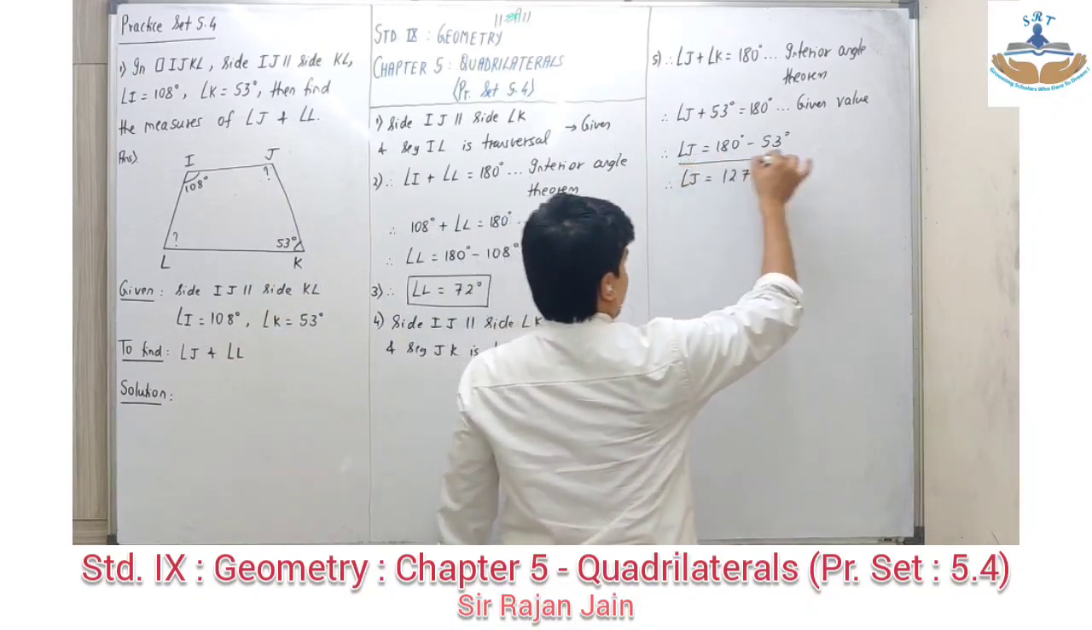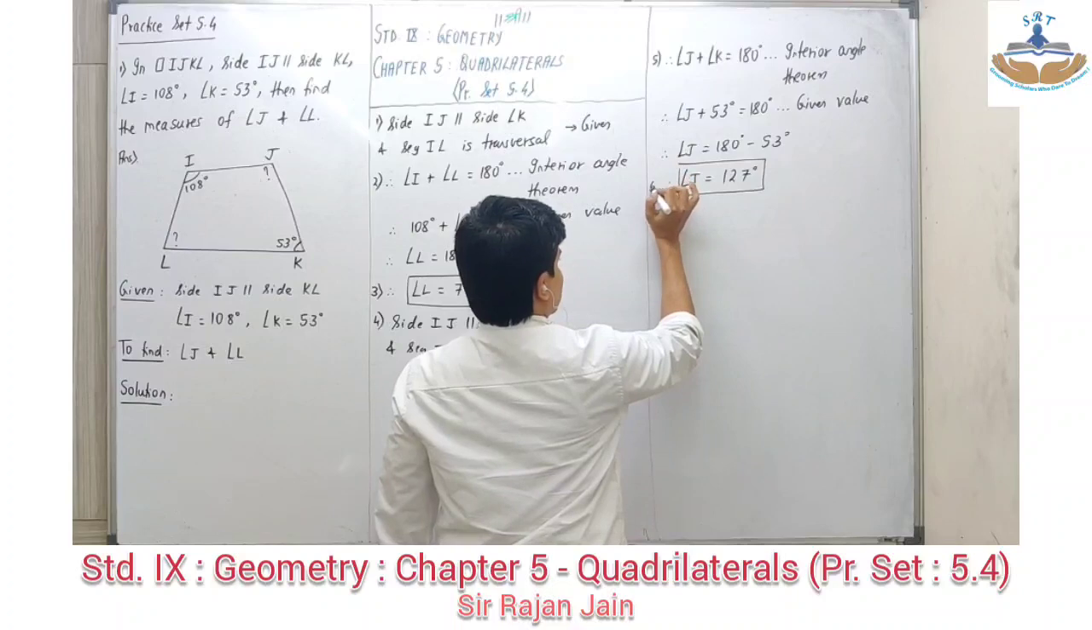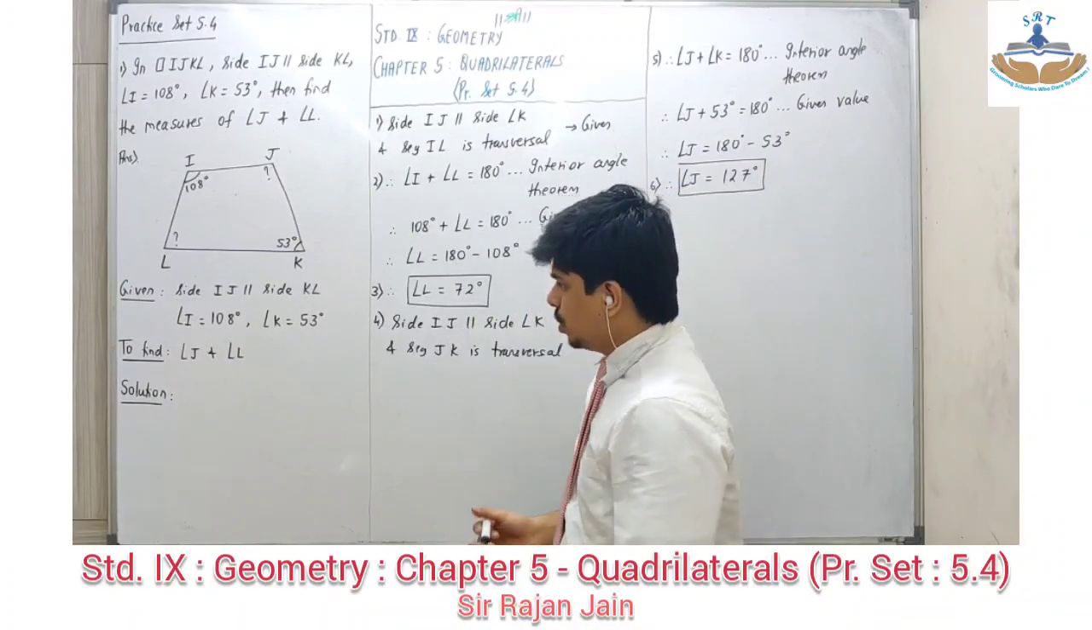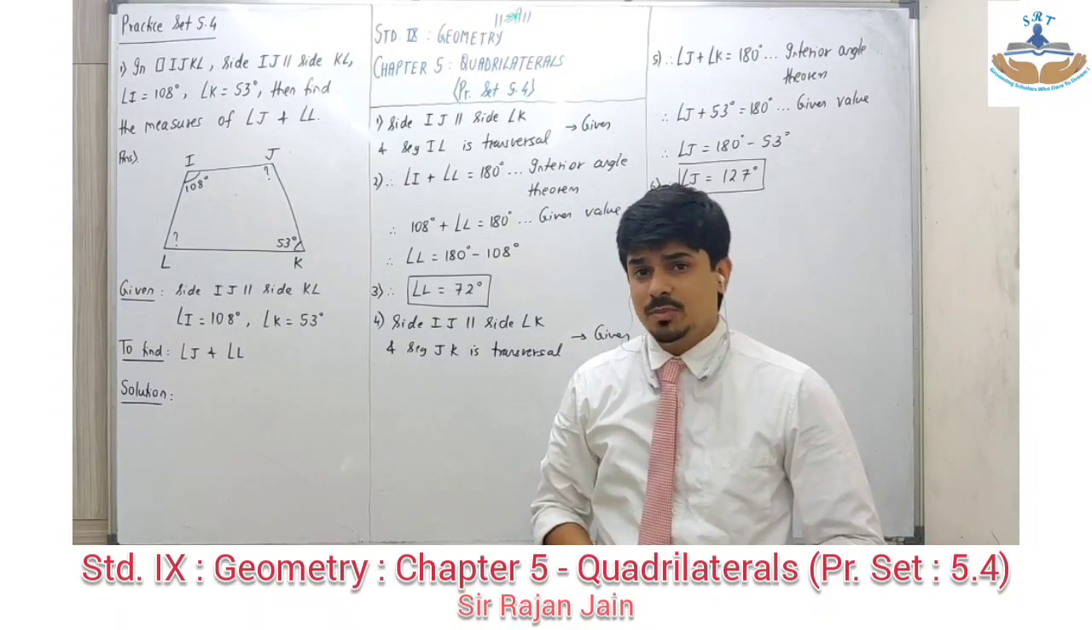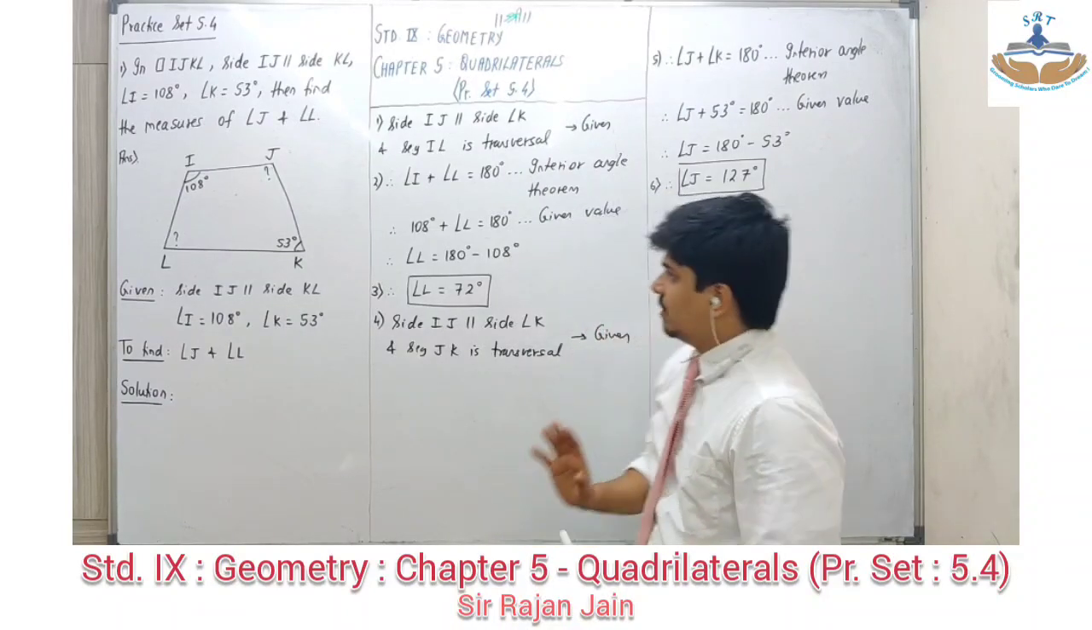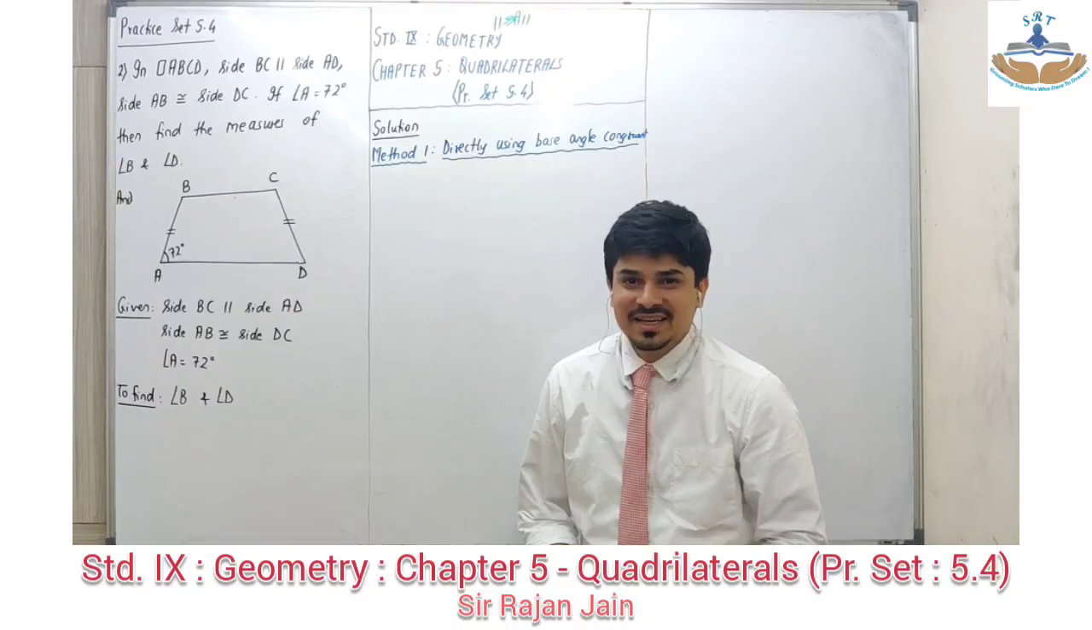Understood? Put it in a box because this is what is asked in the question. So basically, for both angle J and angle L, you are making use of the same property. Okay? Now let's go to the next question.